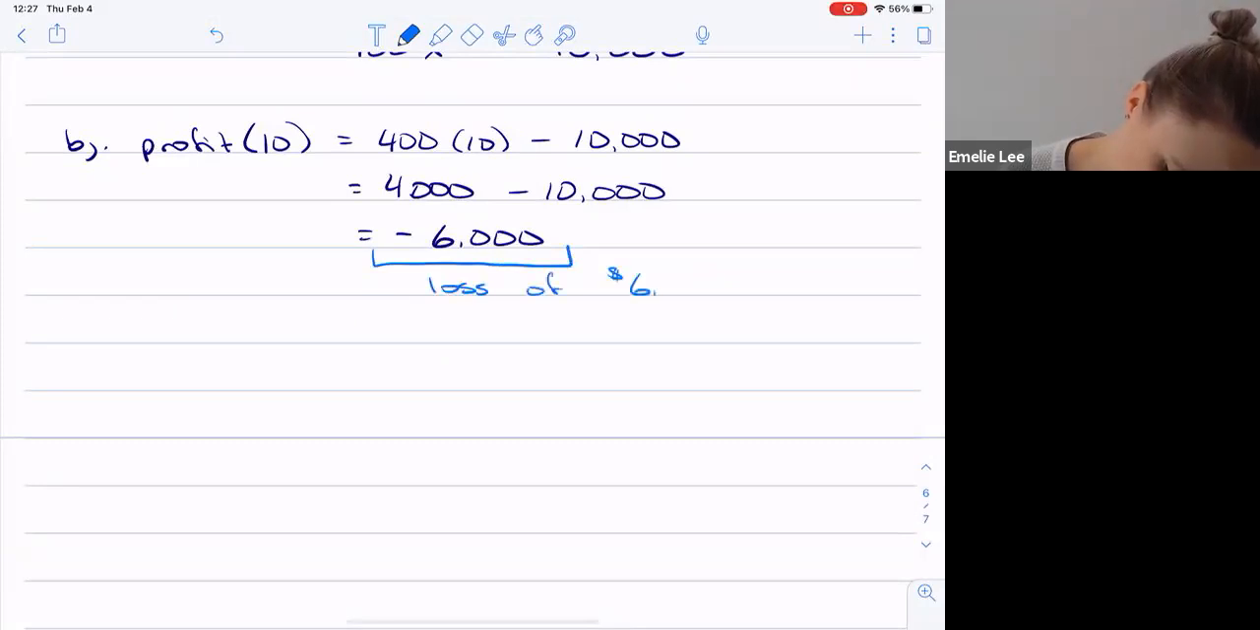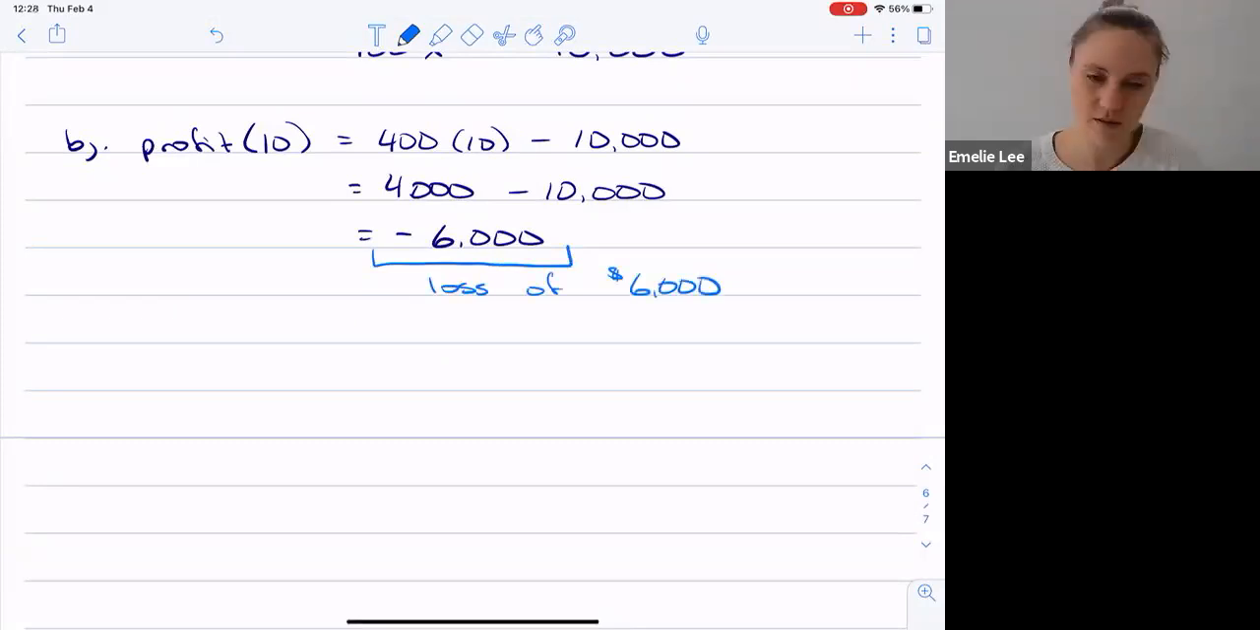Loss of $6,000. And here I tried to avoid using the commas because I know it marks it wrong in Moodle, but it's more for readability, right? And so I like using the commas. Okay.